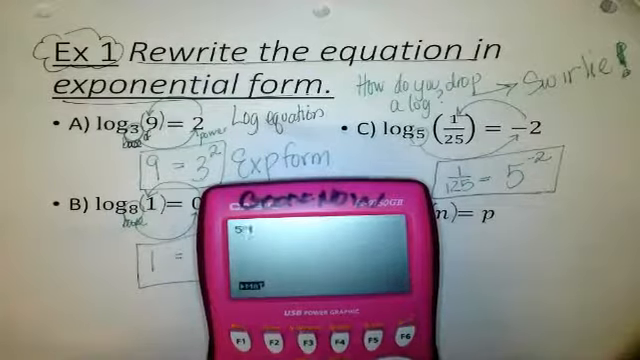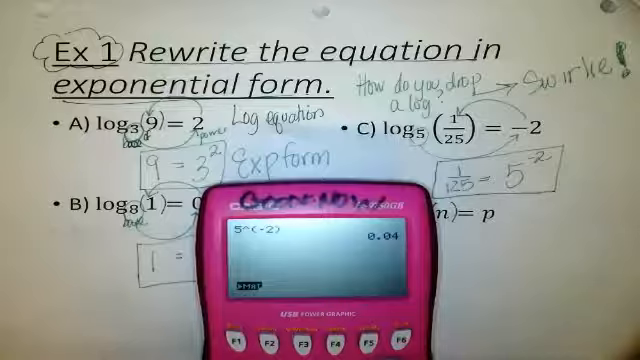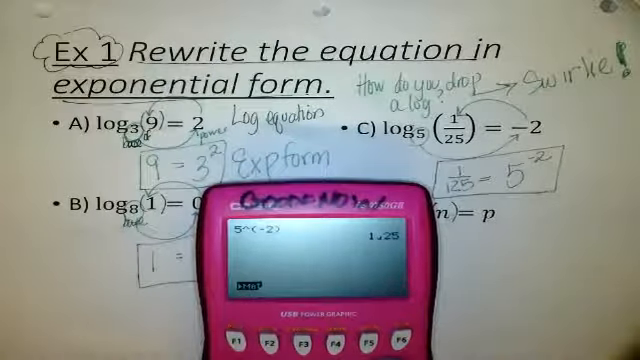5 to the -2 power. I get a crazy decimal and I convert it to a fraction. We get 1 over 25. Okay.